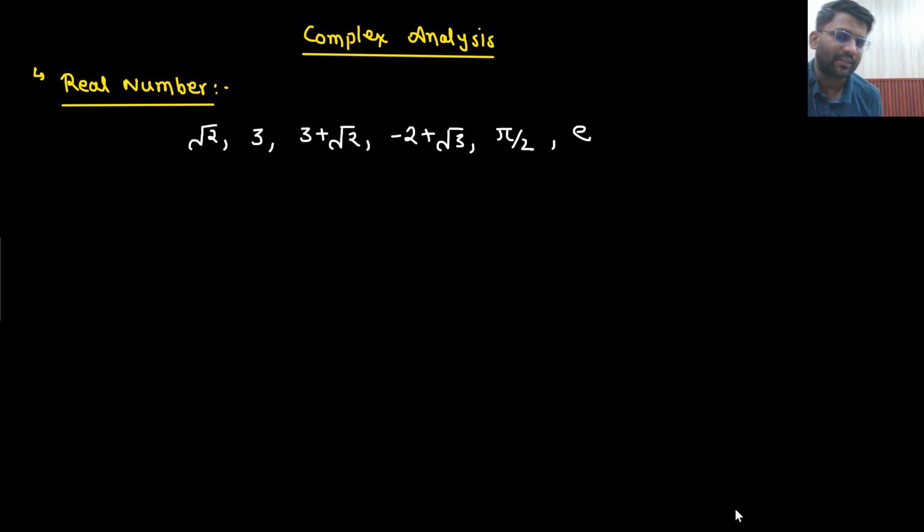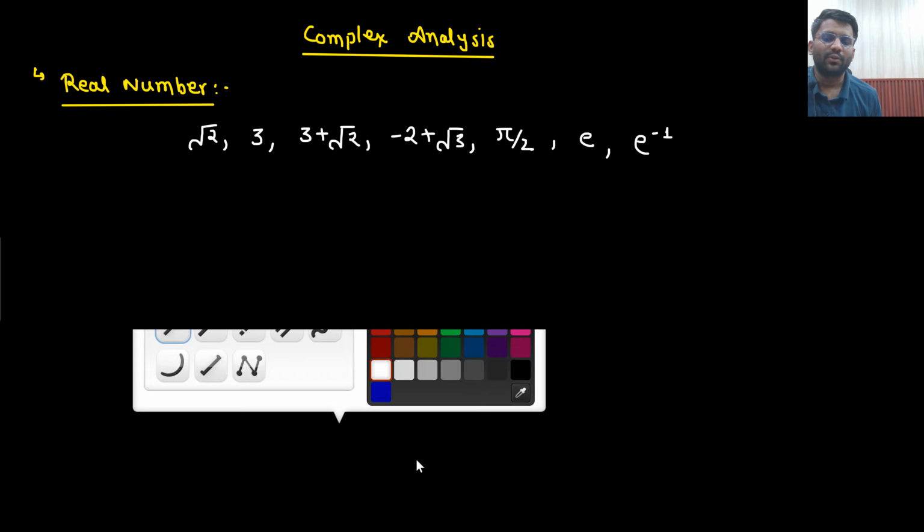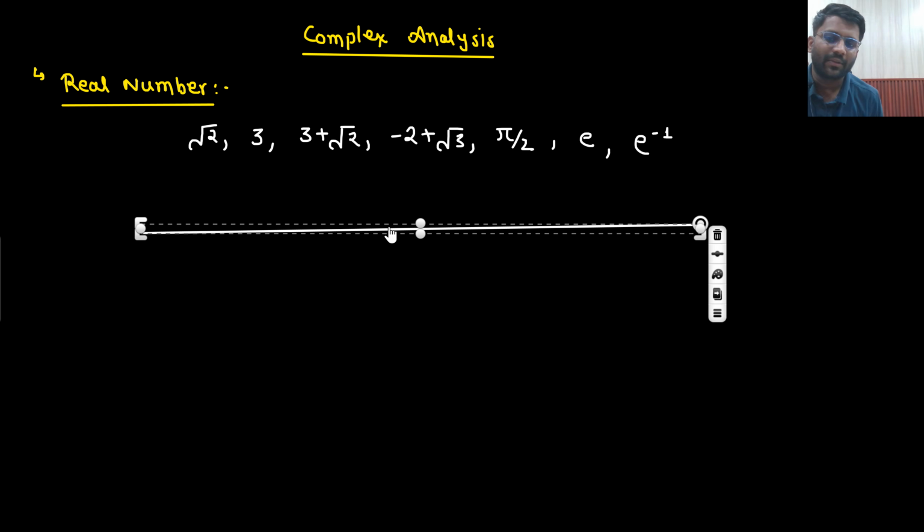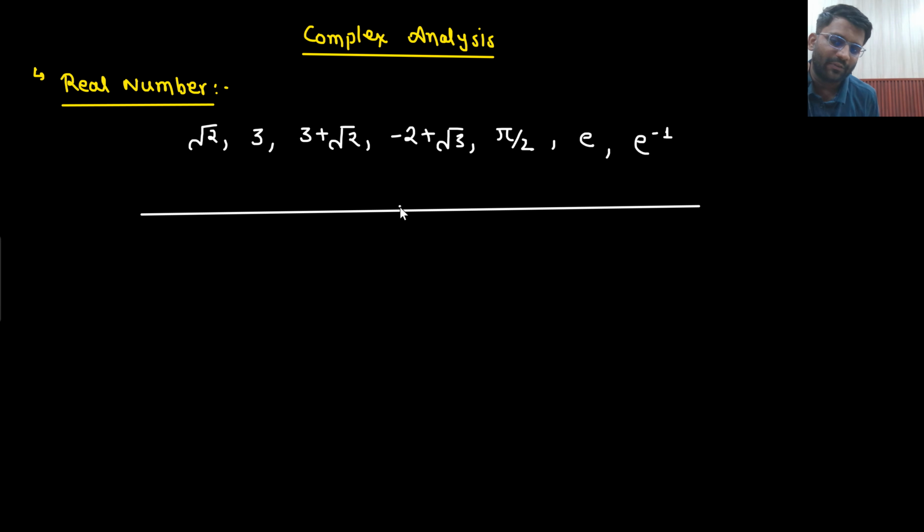Exponential, is it a real number? Yes, sir. It is a real number. E to the power minus 1, is it a real number? Yes, it is a real number. To represent the real numbers, what can you do? You can make a number line. On the number line, you can represent the real numbers. If this is 0, then where will I represent under root 2? This will be my under root 2. I can represent 3 here. Exponential I can represent here. E to the power minus 1 I can represent here. So in one dimension I can represent the real numbers. I only need one dimension, that means only a straight line. On the number line I can represent my real numbers.